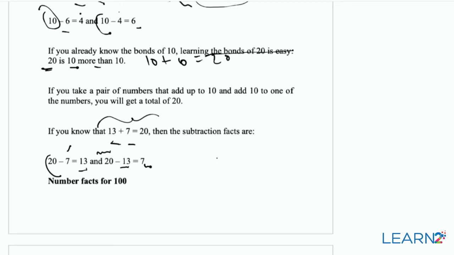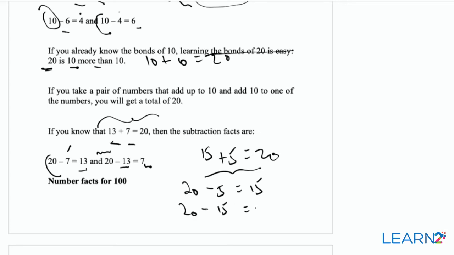You can go and try to do a few by yourself. What would it be with 15 and 5? 15 and 5 gives you 20. What would the subtraction facts be for that? Well, you could say 20 minus 5 equals 15. That's the one option. Or you could say 20 minus 15, and that would get you back to 5.